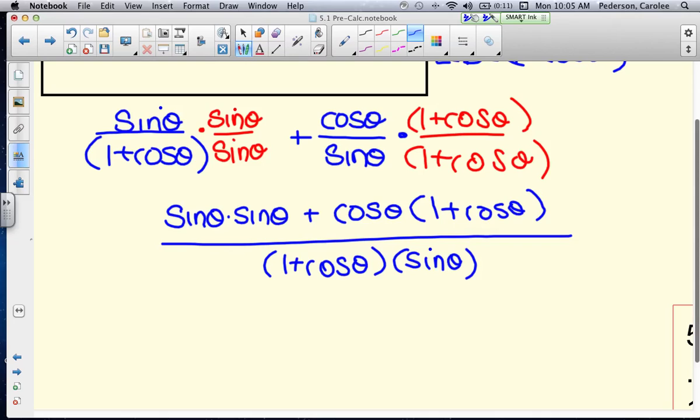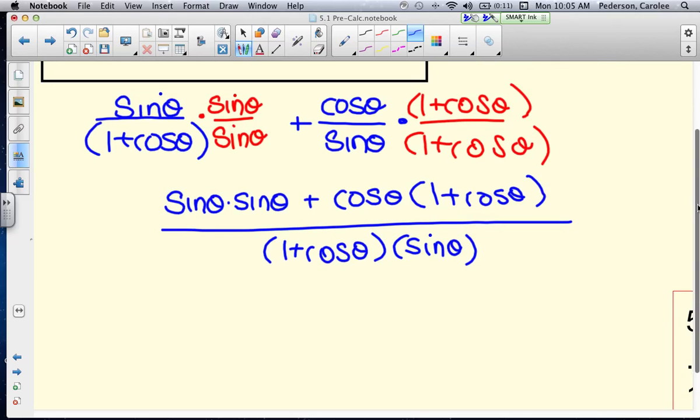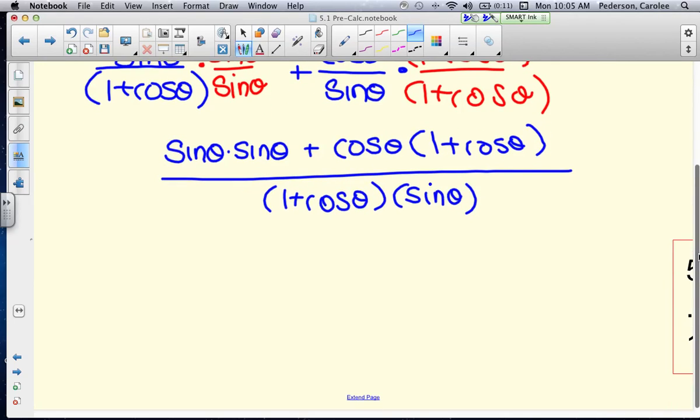Now let's do some cleanup. Let's clean up that numerator. The sine of theta times the sine of theta is what? Sine of theta times sine of theta is sine squared of theta.